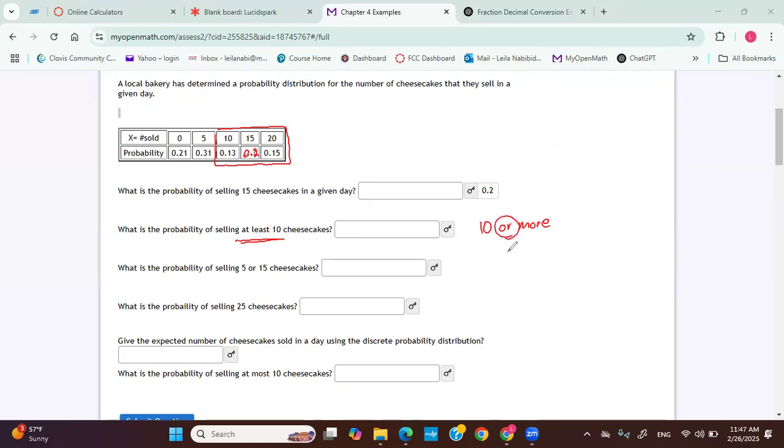And you know whenever we have "or", we need to add. 10 or more means 10 plus 15 plus 20, because these are the x values in my table. And I need to add the probability of these. These are all probabilities, guys, don't get confused. The probability of them is 0.13 plus 0.20 plus 0.15, and if you add these numbers, you will get 0.48.